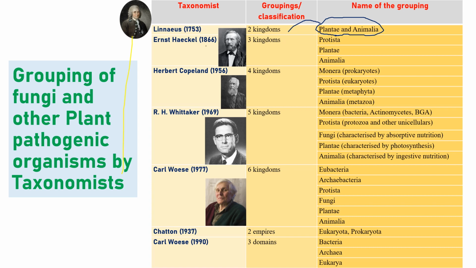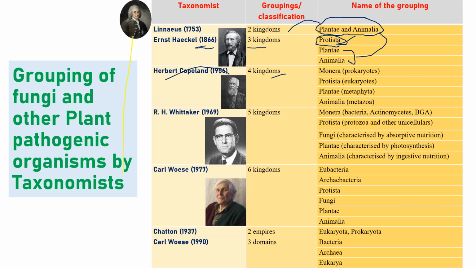Ernest Haeckel, in 1866, erected a three kingdom classification. To the two kingdom classification given by Linnaeus, he added an extra kingdom called Protista. Plantae and Animalia remain the same as Linnaeus gave, and he added Protista, where he put all the bacteria and similar organisms.